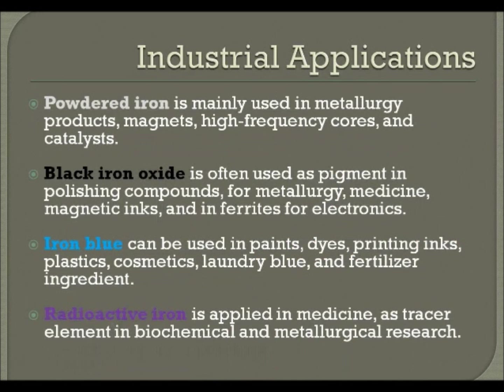There are also other special uses for iron. Powdered iron is mainly used in metallurgy products, magnets, high-frequency cores, and catalysts. Black iron oxide is often used as pigment, in polishing compounds for metallurgy, medicine, magnetic inks, and in ferrites for electronics. Iron blue can be used in paints, dyes, printing inks, plastics, cosmetics, laundry glue, and fertilizer ingredient. Finally, radioactive iron is applied in medicine as a tracer element in biochemical and metallurgical research.